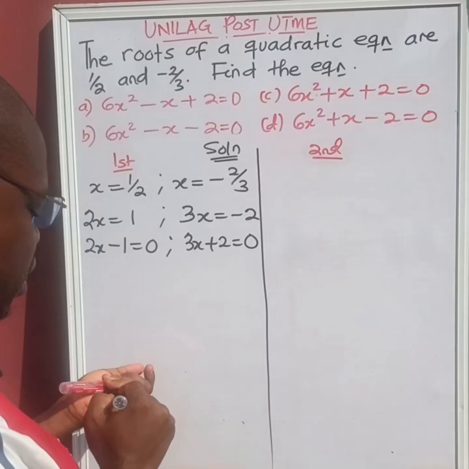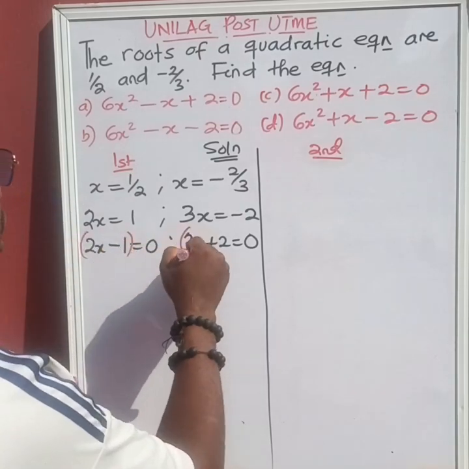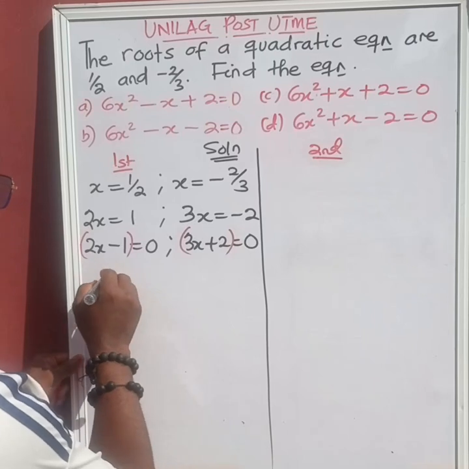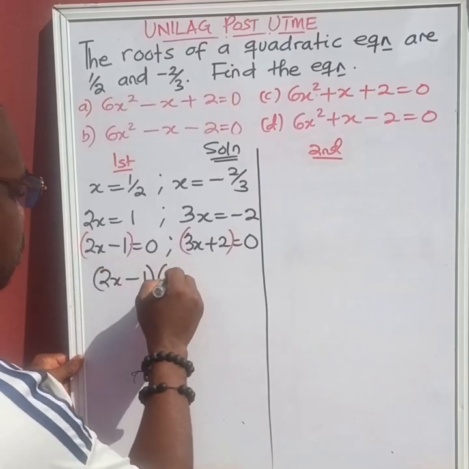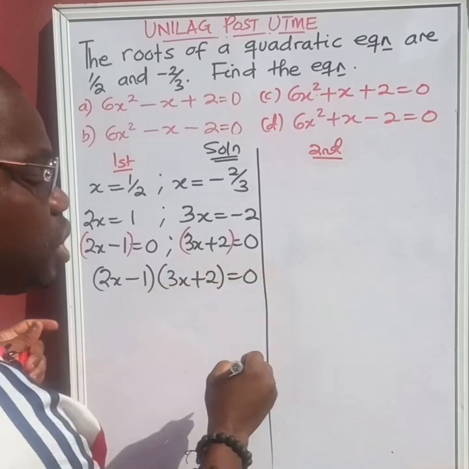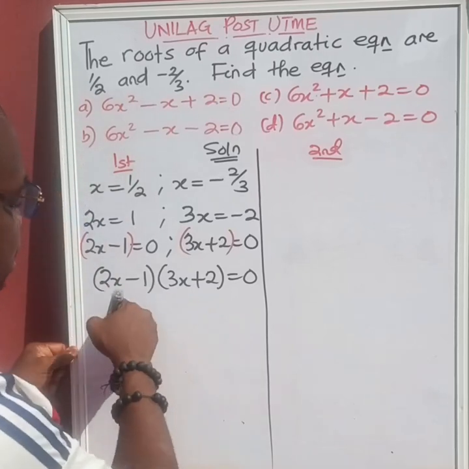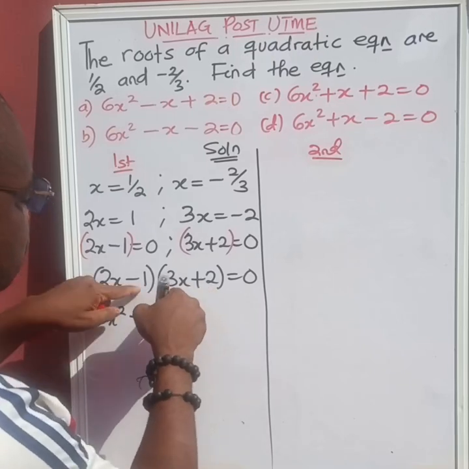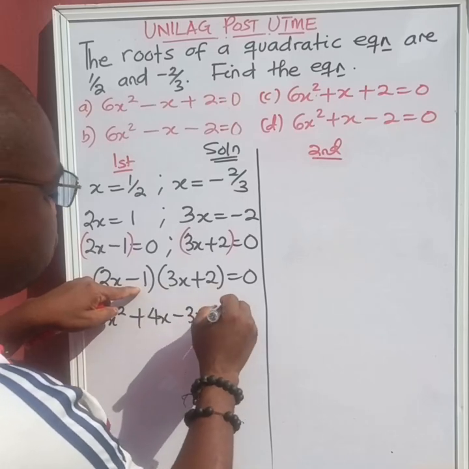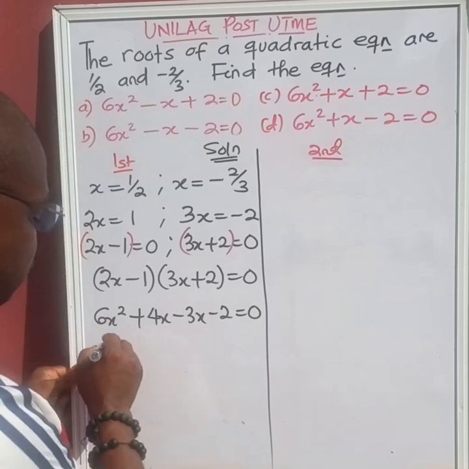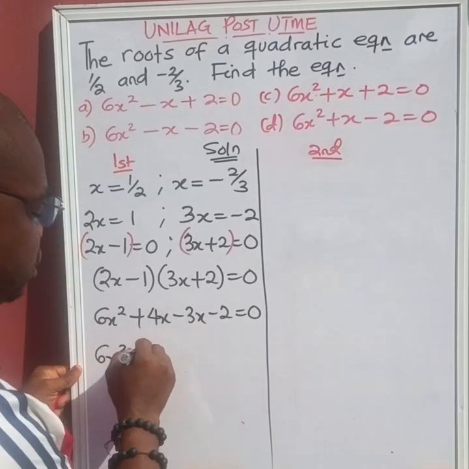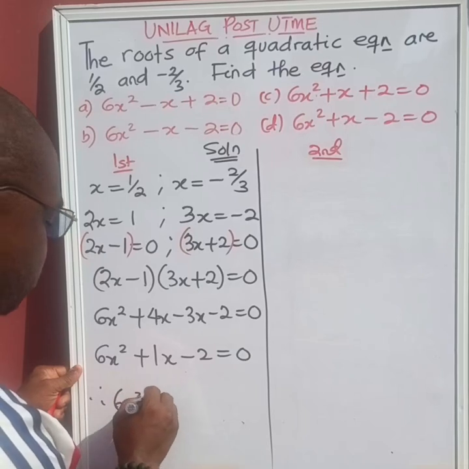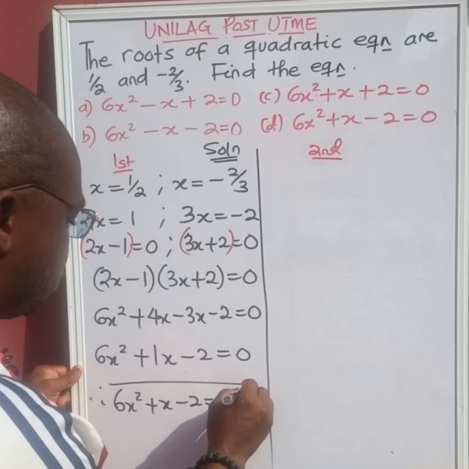These are the two. So with that, what do we have? We have two linear equations that are equal to 0. So both of them can multiply to become 0. That gives us 2x minus 1 bracket 3x plus 2 equals 0. If you expand this one, you're going to get this multiplied by this. This one gives us 6x squared. This times this plus 4x. This and this gives us minus 3x. This one gives us minus 2 equals 0. So with that, 6x squared, 4x minus 3x gives us plus x, minus 2 equals 0. Therefore 6x squared plus x minus 2 equals 0.